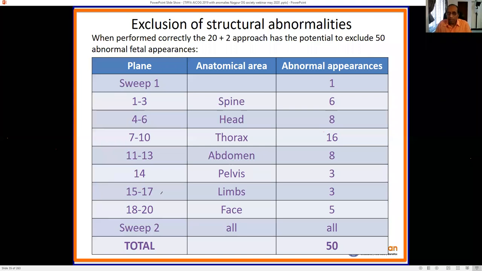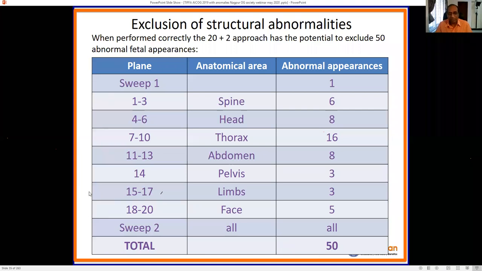When performed correctly, the 20 plus 2 plane approach has the potential to include 50 abnormal appearances. Actually, it is much more, but ISUOG has stuck to these 50 because they said at least this we should be able to achieve. Now, sweep 1, we find one abnormality. Sweep 1 to 3, spine 6 abnormalities. Head 8 abnormalities. Thorax 16 abnormalities. Abdomen 8, pelvis 3, limbs 3, face 5, and then total 50 abnormalities.